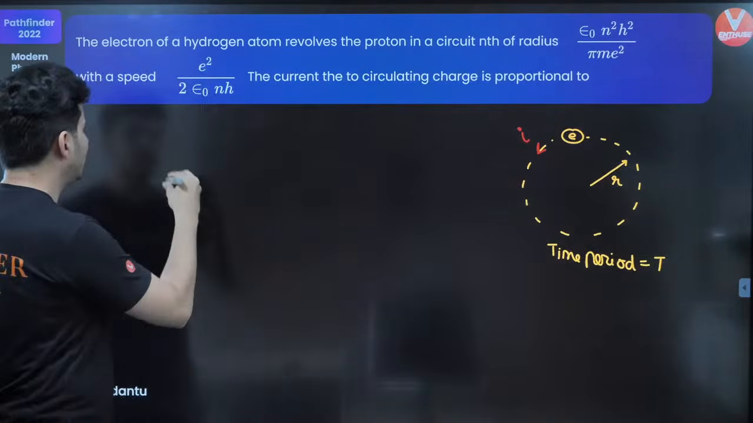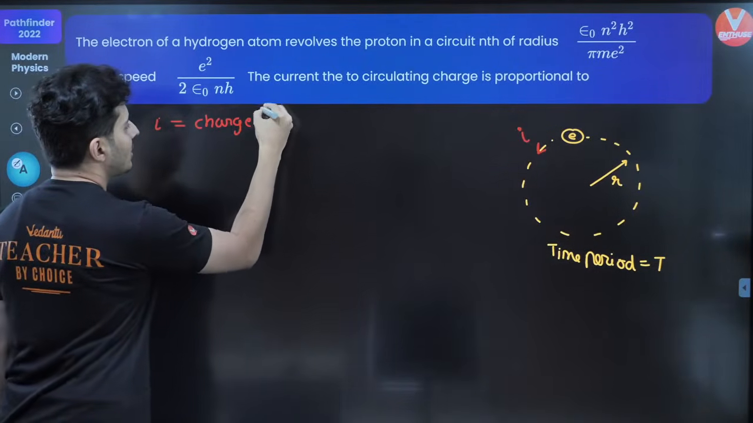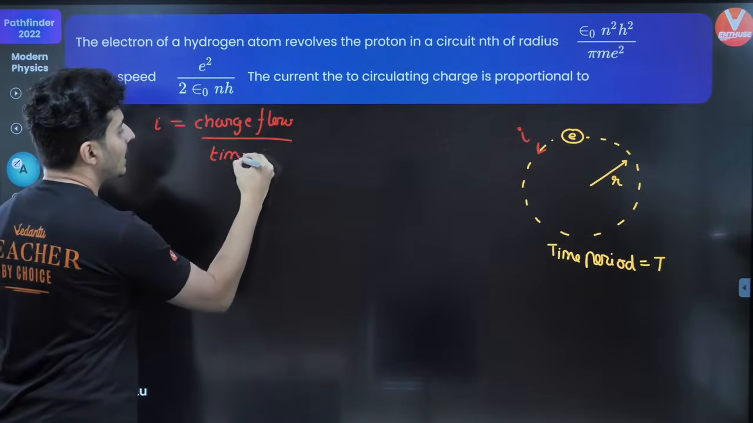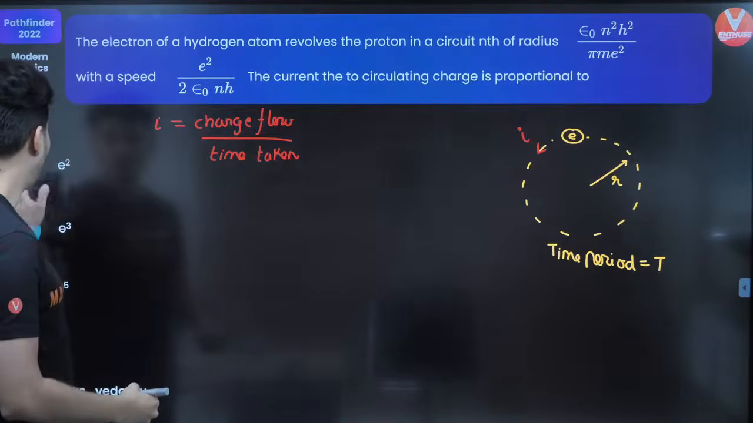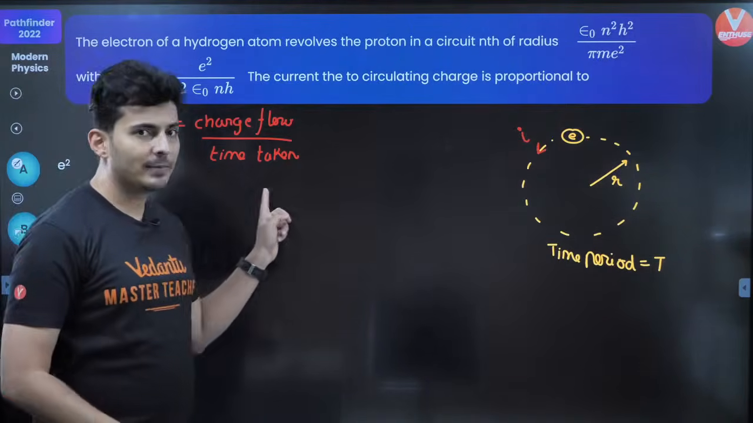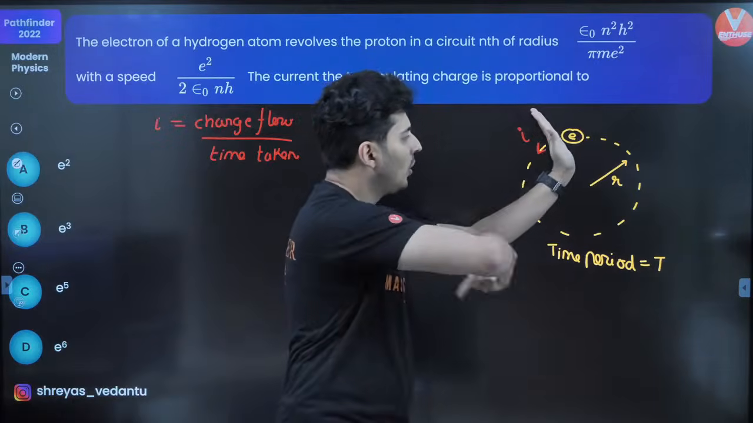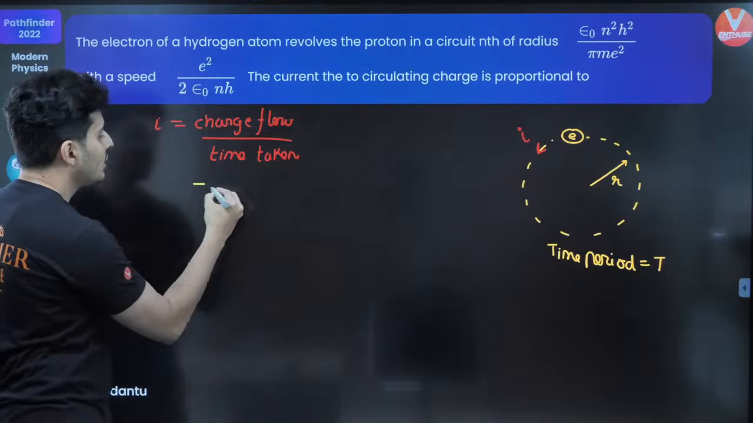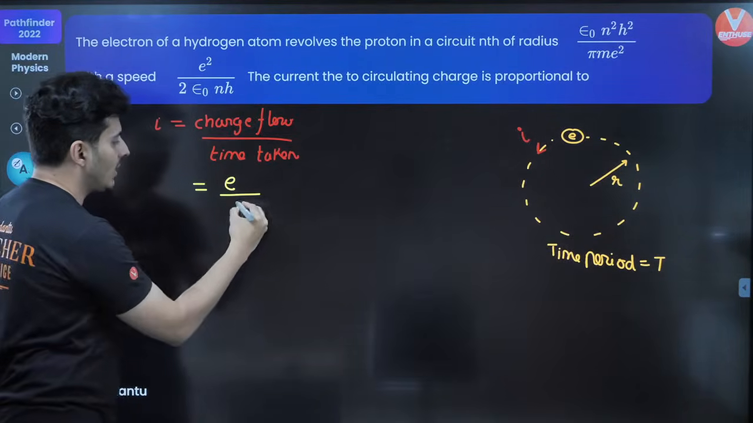By definition, the current is how much charge is flowing upon the time taken for it to flow. That's the definition of the current. So let's go by that and see what we get. How much charge flows, and in how much time? Obviously, the charge e flows, e coulombs, in a time of T.